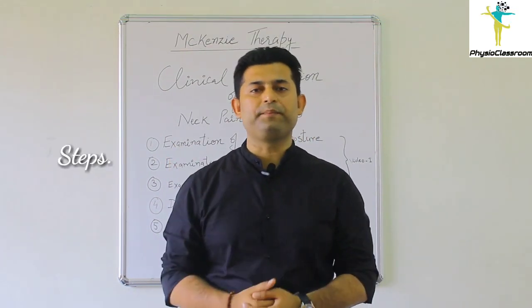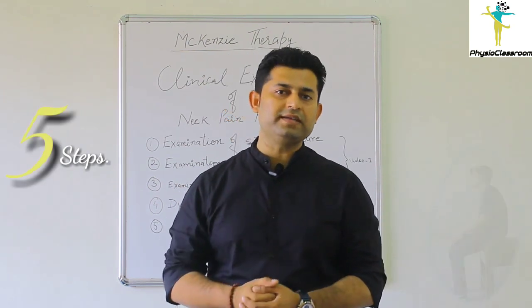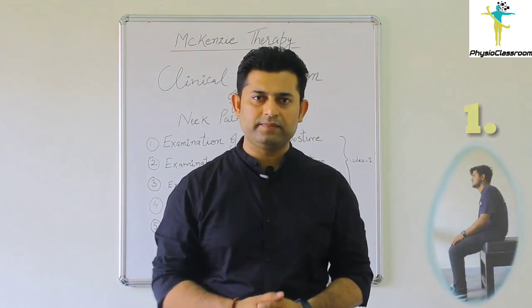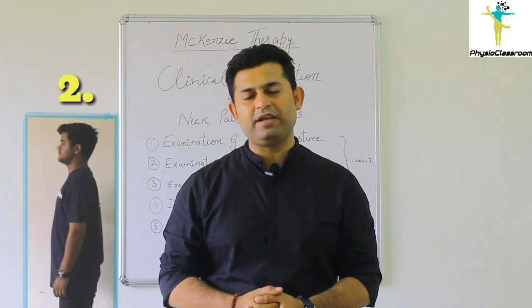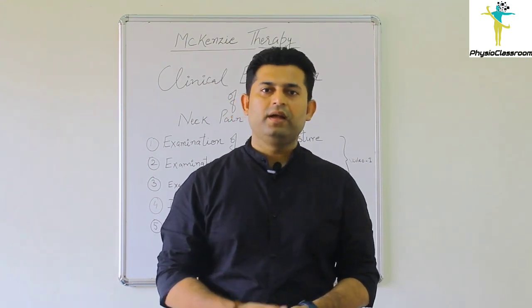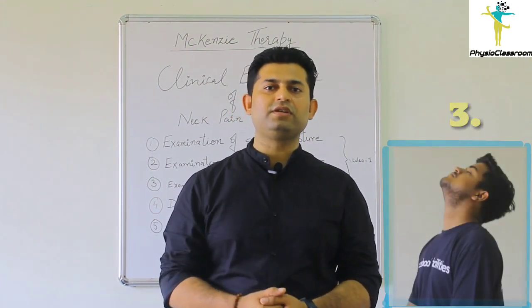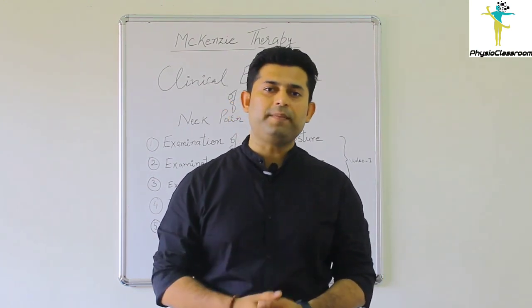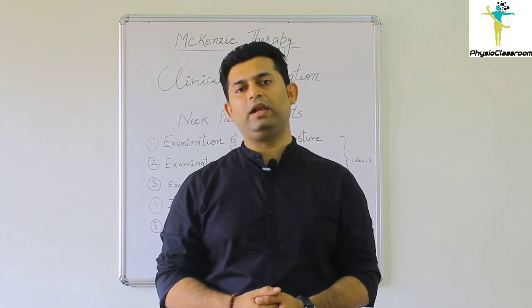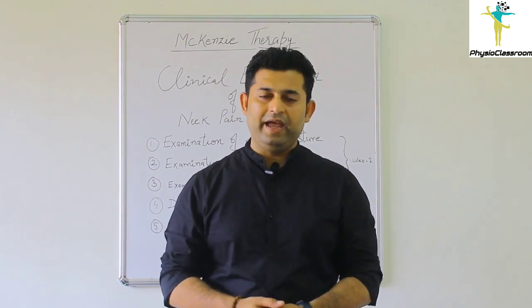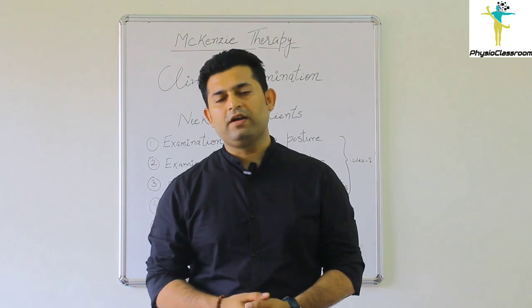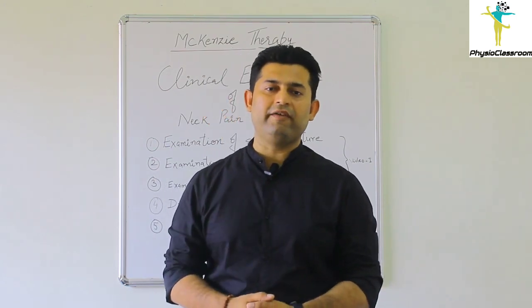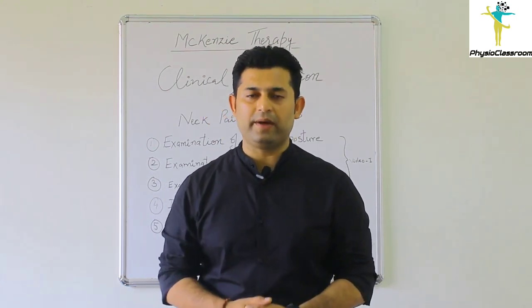pain patient. Mckenzie assessment for neck pain patient is done in 5 simple steps. The first step is examination of the sitting posture. The second step is examination of the standing posture. The third step is the examination of the neck movements, which is followed by the fourth step, which is dynamic mechanical evaluation of the cervical spine. And finally, the fifth step, which is the static mechanical evaluation of the cervical spine.